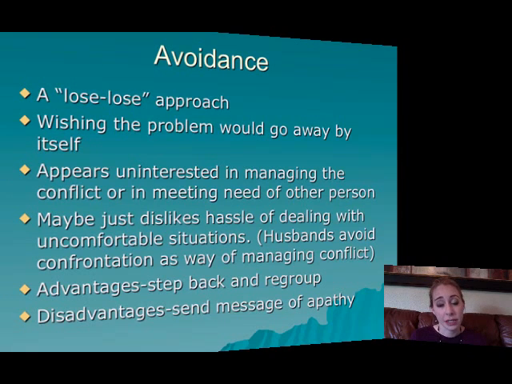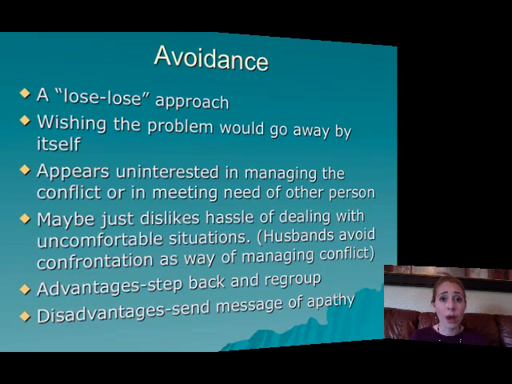So avoidance is a lose-lose approach. So both people in a conflict, if you are using the conflict management style of avoidance, both partners lose. Basically, it's wishing the problem will go away by itself or will work itself out on its own. And as Dr. Phil would say, how's that working out for you? Often that's not practical and it's not helpful.